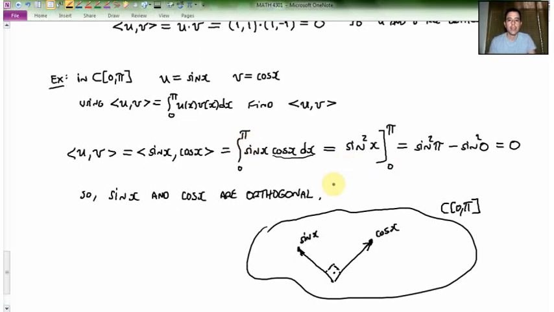I forgot. I notice here that this should actually be over 2, right? This is u du, so it's u squared over 2. I forgot to put that, but it would be 0 anyway.